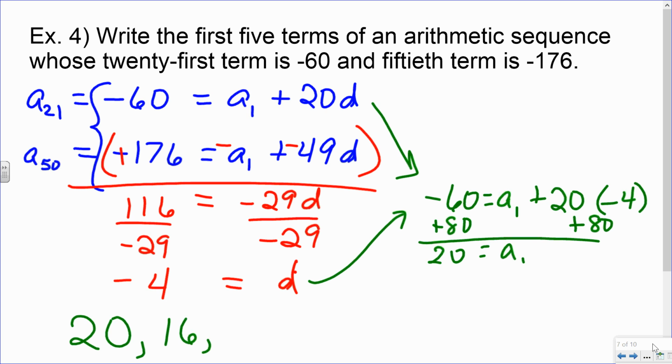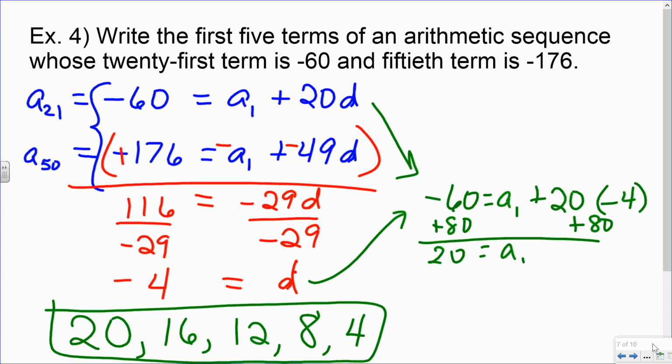Everybody, what's next? And then. Do I have 5 of them yet? So that is all that I needed to do. Are we good with that one?